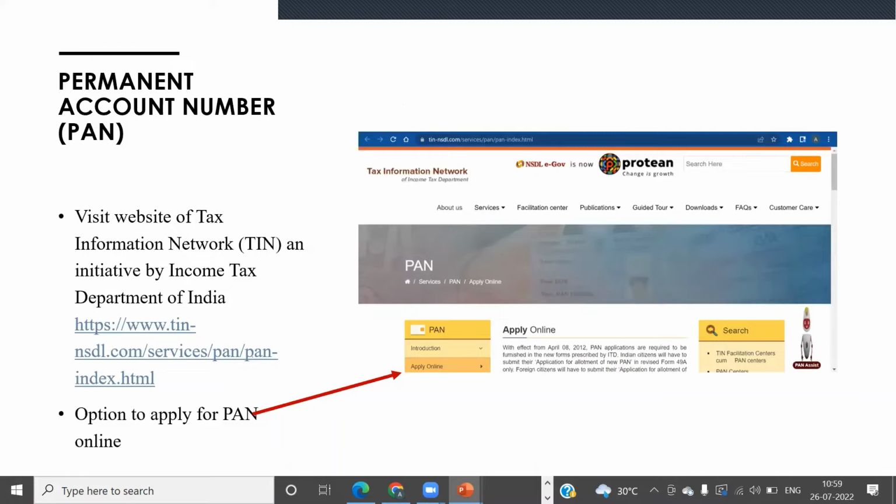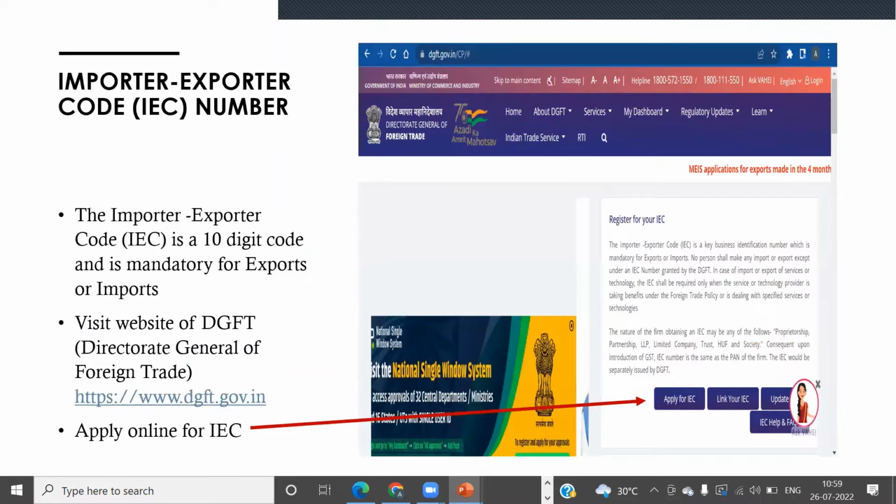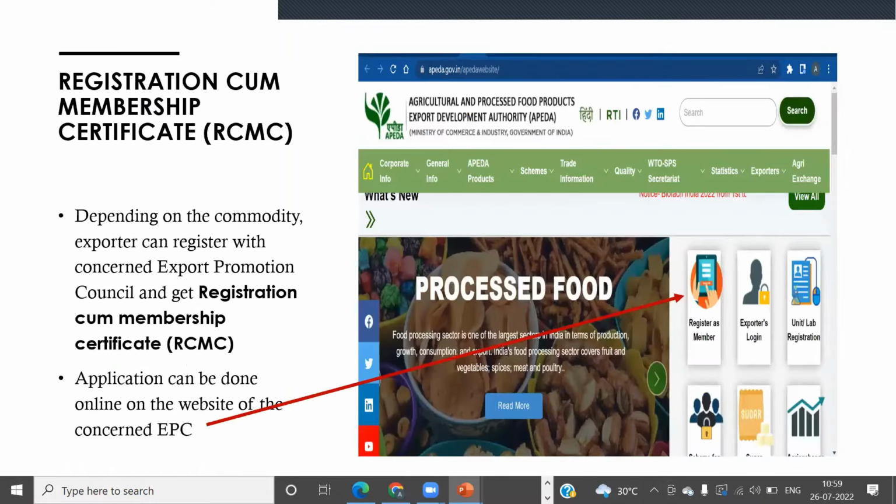It is also essential to have a permanent account number. Permanent account number can be obtained from Income Tax Department of India. There is a provision to apply online on the website as well. Importer-exporter code is a 10-digit mandatory code for exports or imports. IEC is provided by DGFT, that is Directorate General of Foreign Trade. On the website, there is a provision where one can apply online for IEC number.